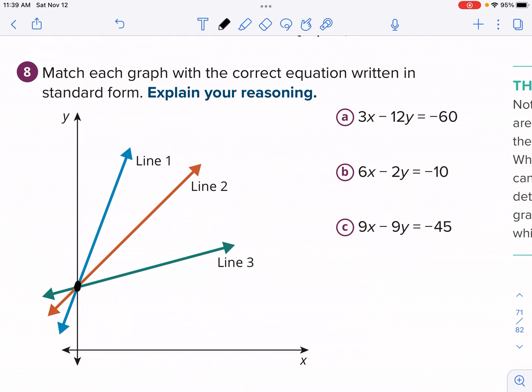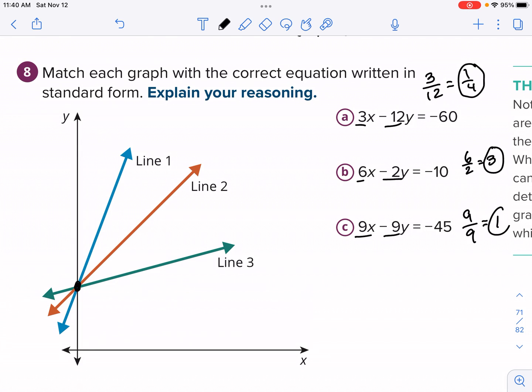The slope for A is 3 over negative 12, but change the sign. So it's 3 over positive 12. If you simplify this, divide both of them by 3. This is 1/4. Okay, that looks like 1/4 isn't that big of a number, so it's not that steep. This would be 6 over negative 2, but let's change it. 6 over positive 2. That's equal to 3. And then the last one, 9 over negative 9, but 9 over positive 9. So that's equal to a positive 1.